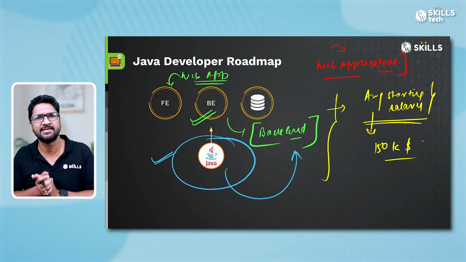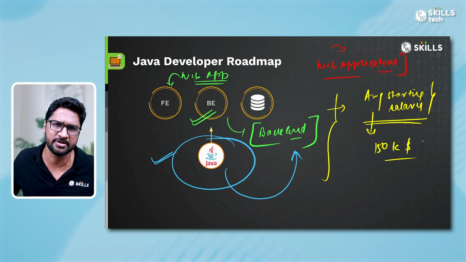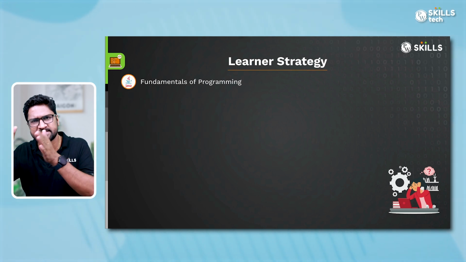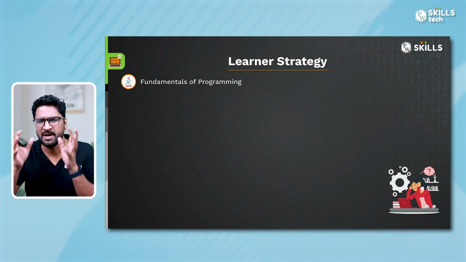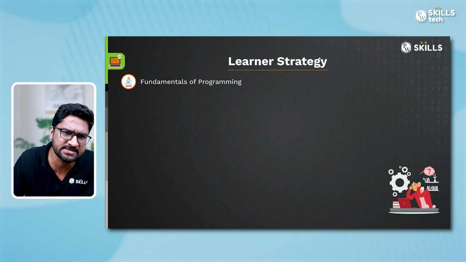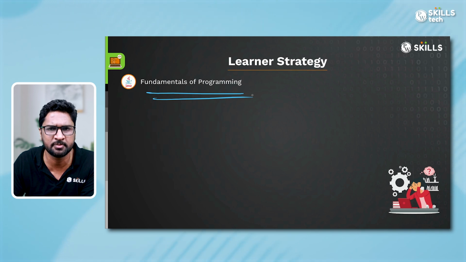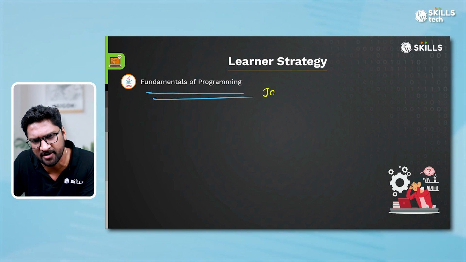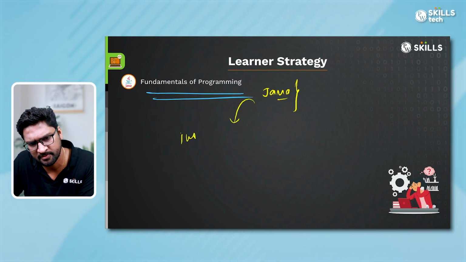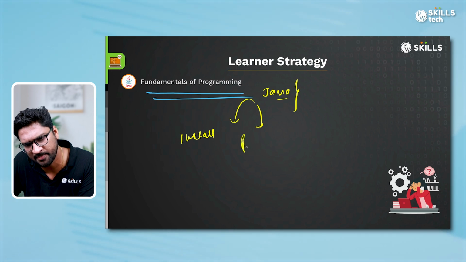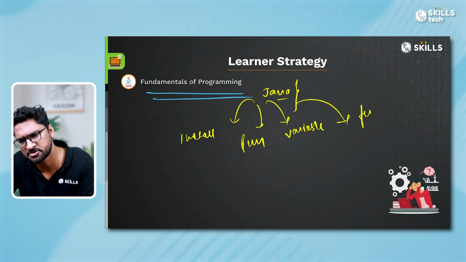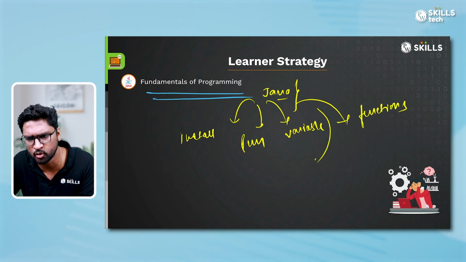So now let's understand, if I want to become a solid backend developer in Java today, what are the things that I need to learn? We'll take baby steps and tell you in each step how things have to be done. The very first thing I need to do is understand the fundamentals of programming. I have to understand how to do all the basic stuff in Java. I should know how to install it, how to run a program, the concepts around variables, how to write functions, and how to write loops.